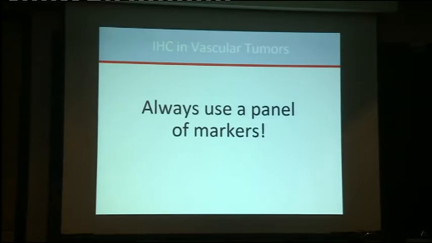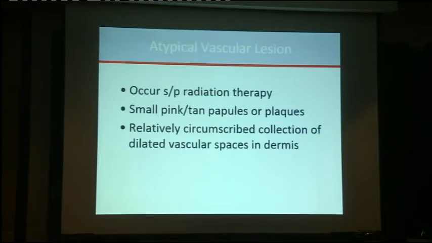So the message from immunohistochemistry is to always use a panel of markers. Don't use only a single marker, and don't make the diagnosis based on focal staining of either cytokeratin or P63, because these can overlap with breast carcinoma markers.